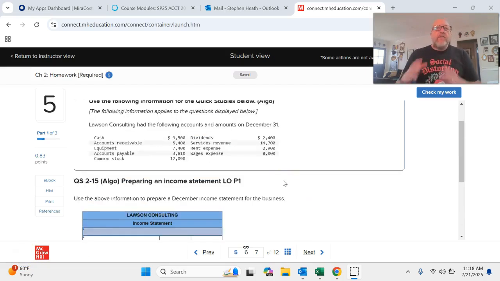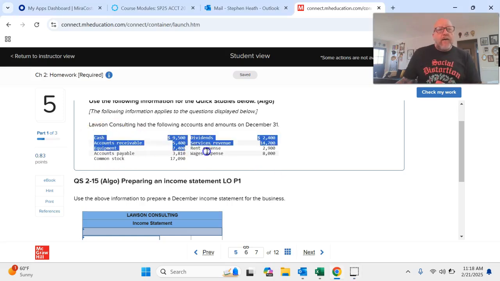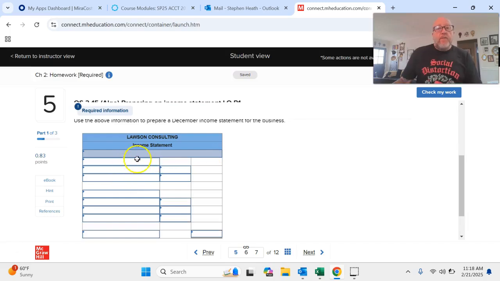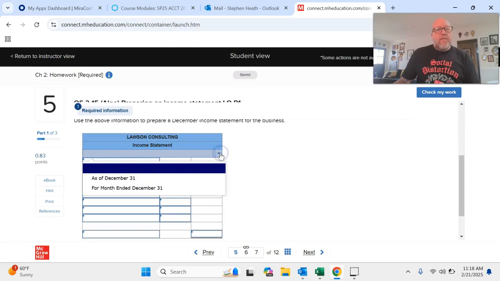So question 5 is we're at the very end of the process where we're creating the financial statements. And we're given a list of accounts. And from this list of accounts, in this particular question, we have to create the income statement.